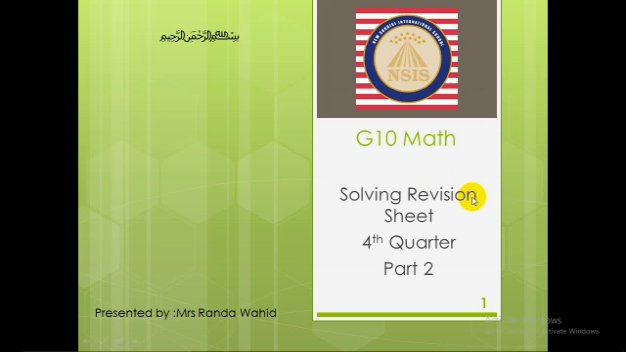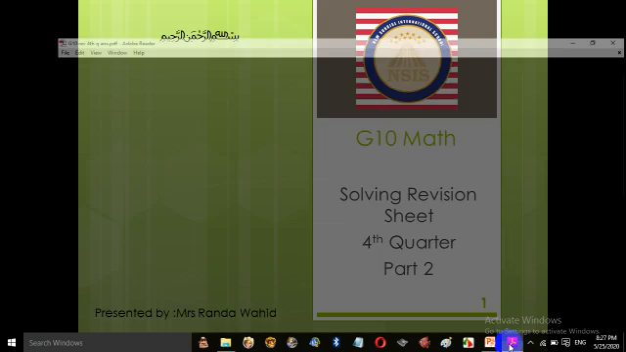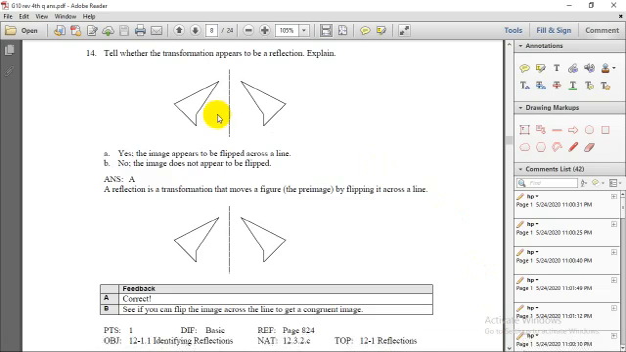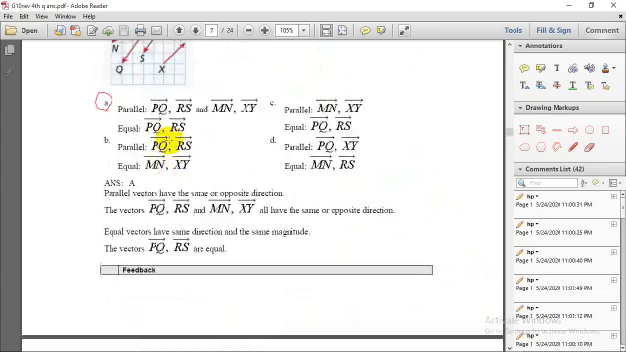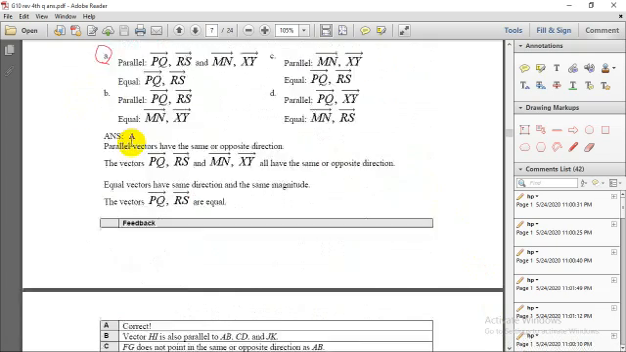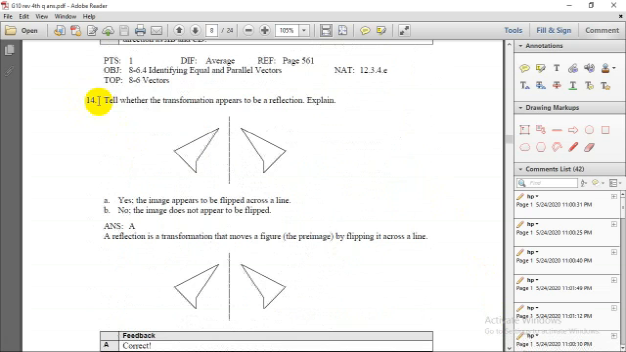Today we're going to complete our revision sheet for the fourth quarter, part 2. I hope you solved part 1 by yourself and checked your answers from the last video. Let's open your revision sheet with me and try to complete it. Last session we finished till number 13. Now we are going to start from number 14.